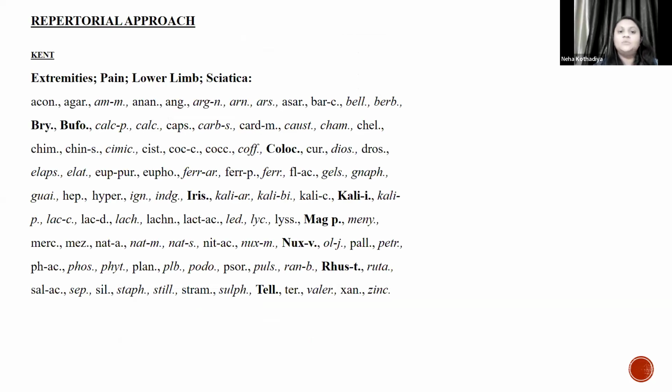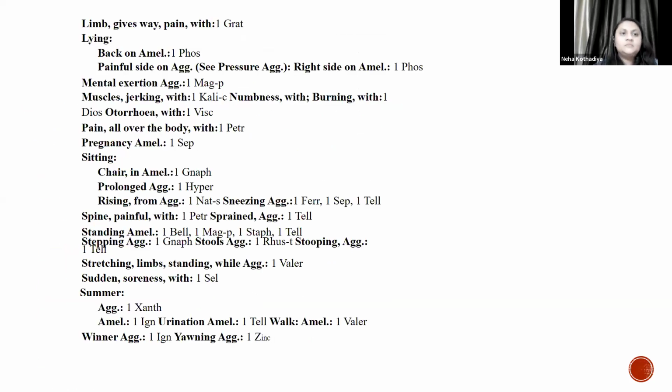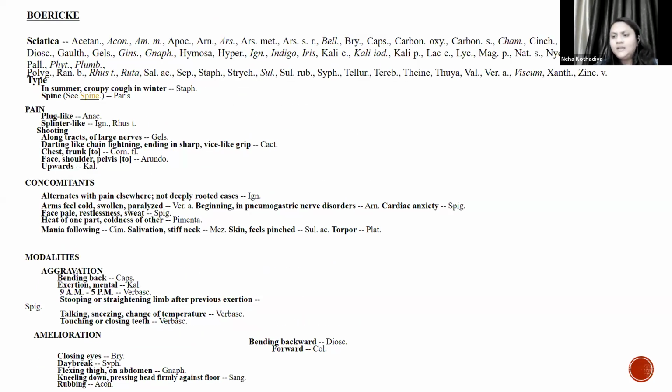We can see Bryonia, Gnaphalium, Colocynthis, Iris, Magnesia phosphorica, Nux vomica, Rhus toxicodendron, Lachesis, and Kali iodatum are the grade 3 medicines to prescribe. In the Boericke repertory, under the rubric sciatica, there is Colocynthis, Rhus tox again, Sepia, Iodum, and others. In the Boger repertory, it is given under the title of sciatica, with the type in the spine, which kind of pain: plug-like sensation, splinter-like sensation, or a dieting-like sensation. From the modalities, aggravation and amelioration, there are different medicines for the prescription of sciatica.